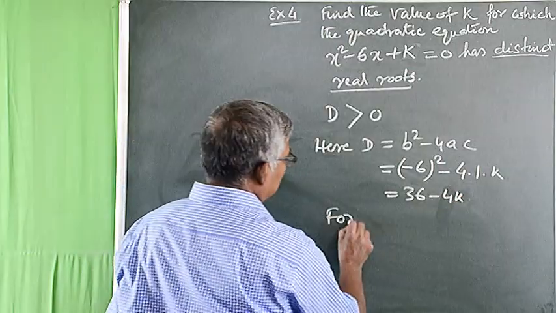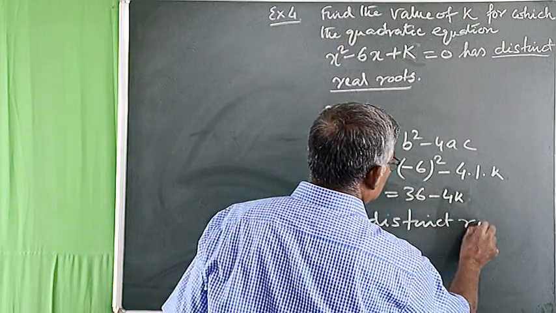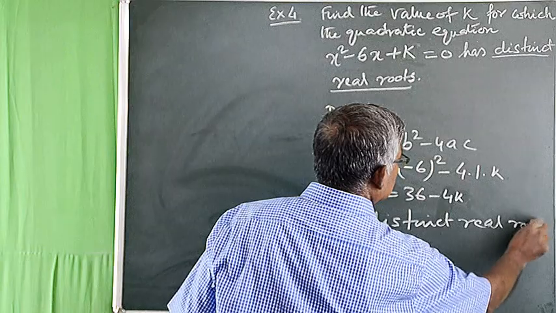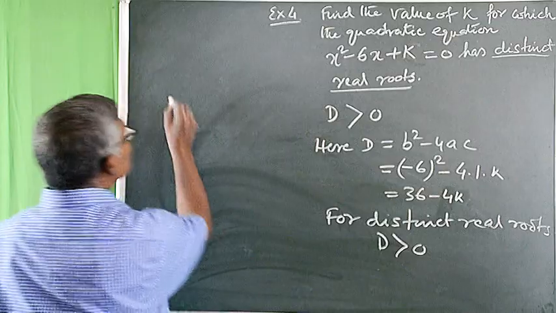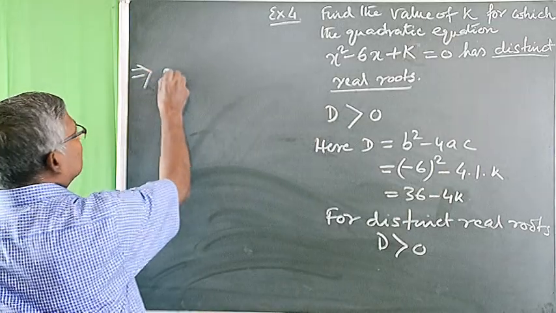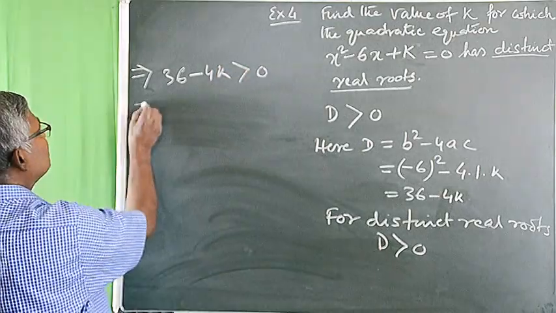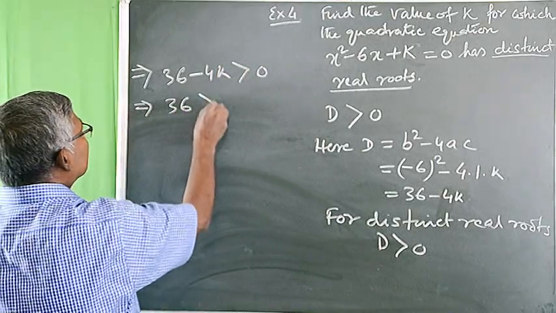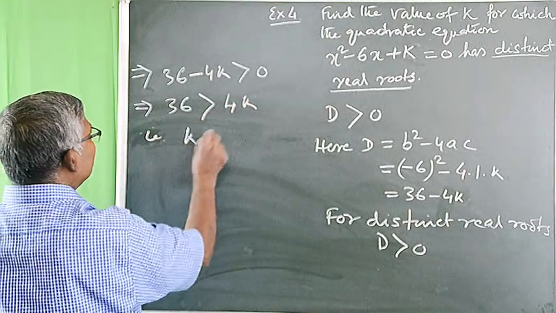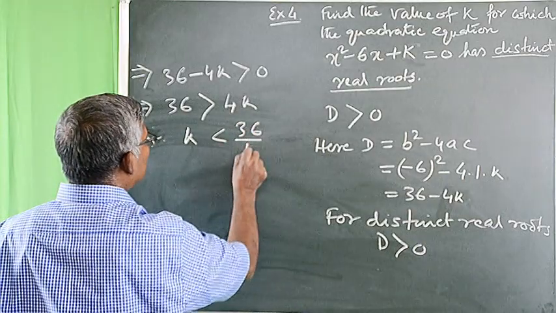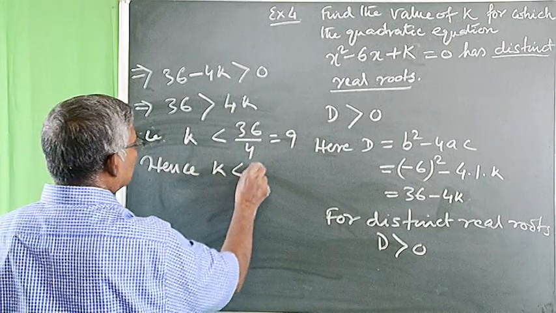For distinct real roots, d must be greater than 0. This implies that 36 minus 4k greater than 0. This implies that 36 greater than 4k, that is k less than 36 by 4. Hence k less than 9.